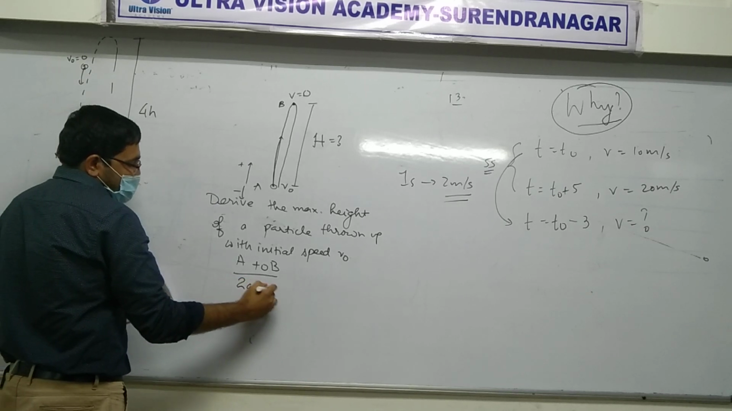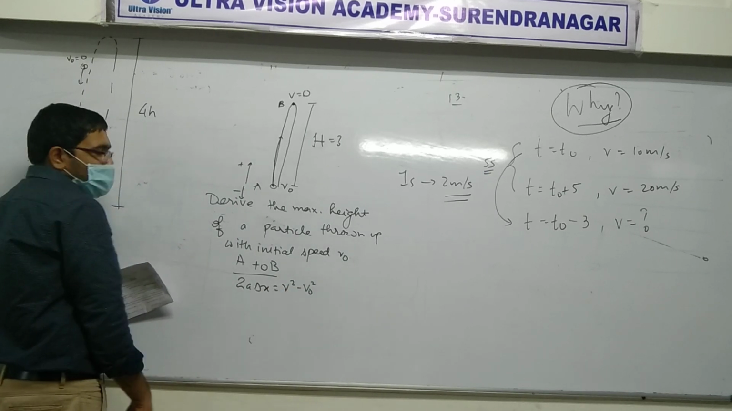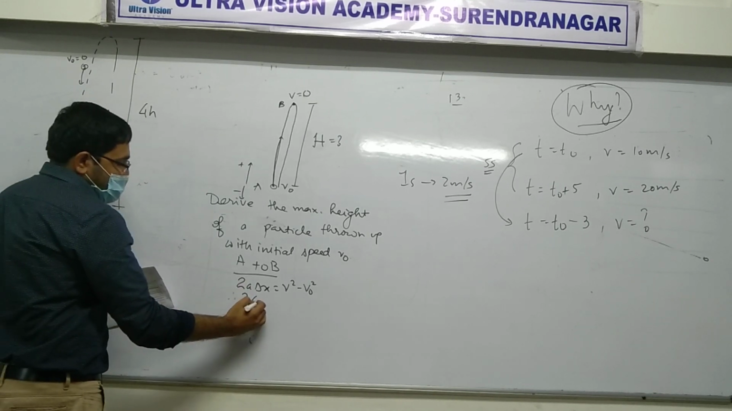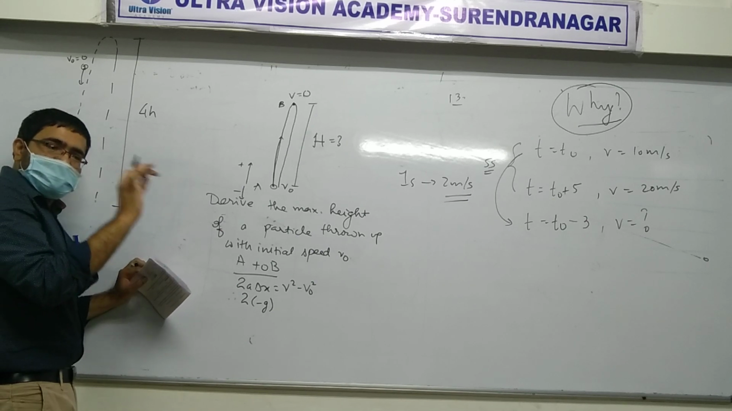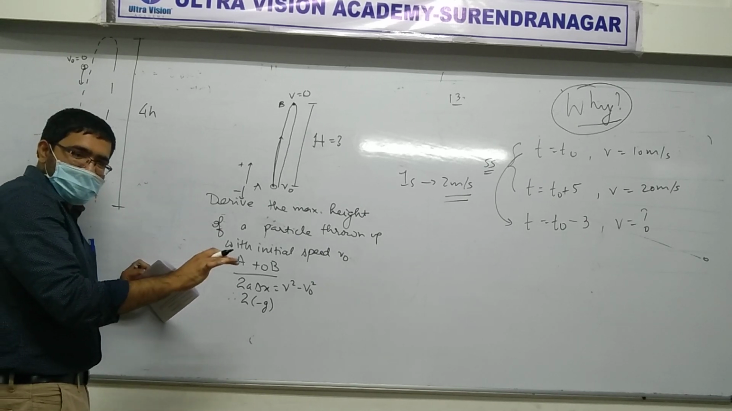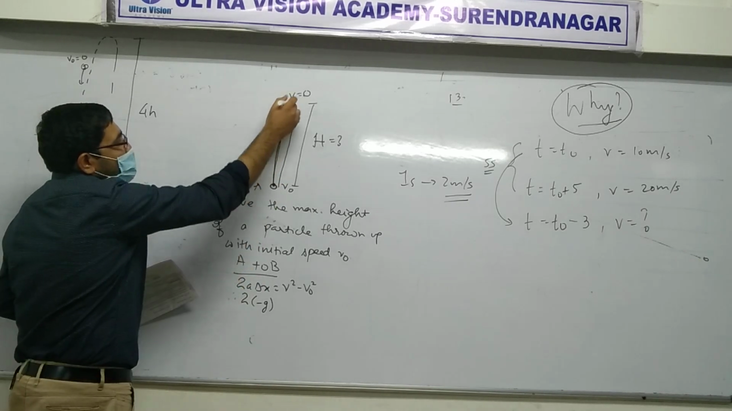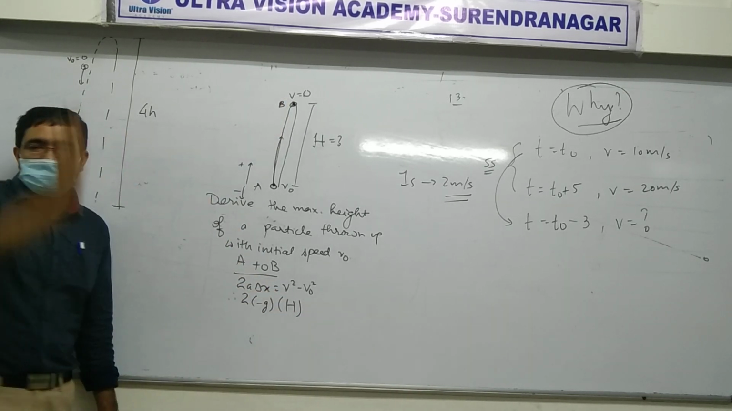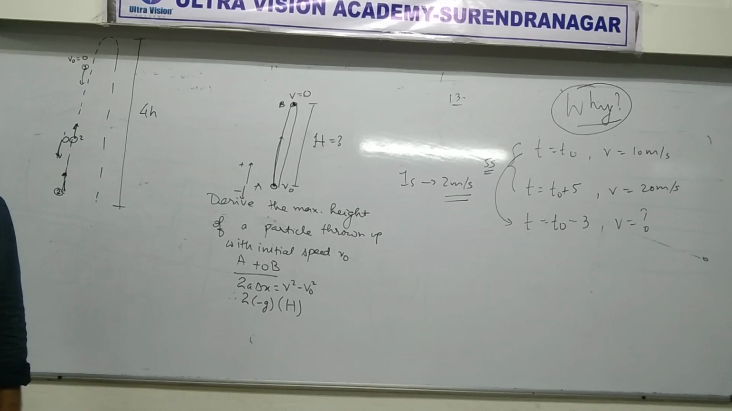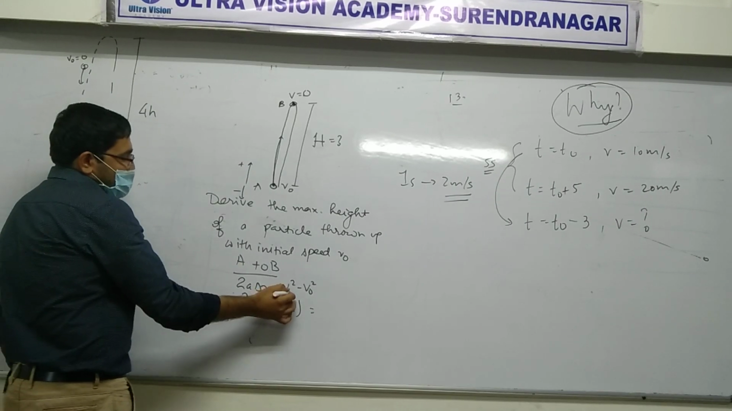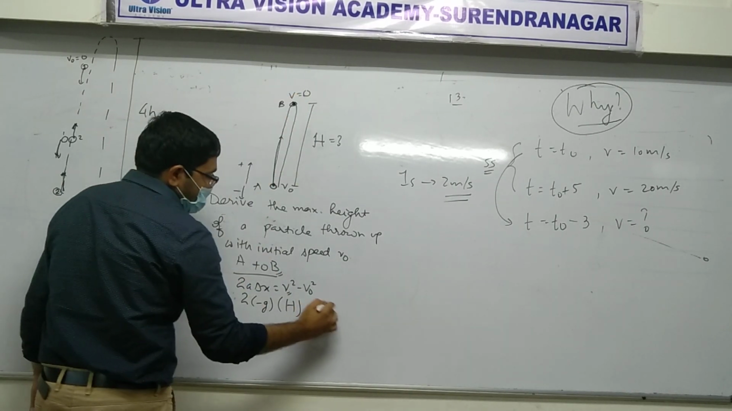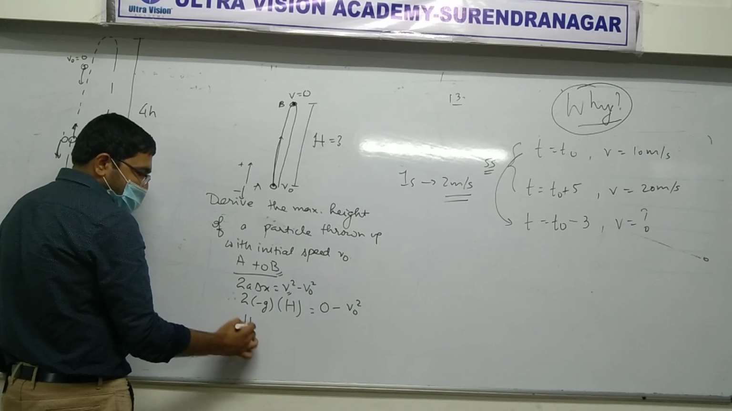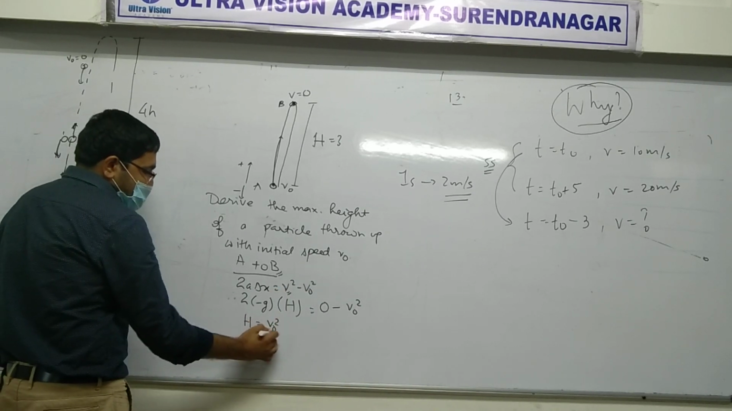Third equation: 2a delta x equals v square minus v0 square. What do we want to find? X. a, acceleration, is minus g. Why is it minus g? Downward. g will be the magnitude and minus is the direction. Okay or not? Yes. Delta x from A to B is plus h. Why? Because the displacement from A to B is on the upward side. Got it? Yes. Equals final velocity zero minus v0 square. Minus minus removes, so h will be equal to v0 square upon 2g.